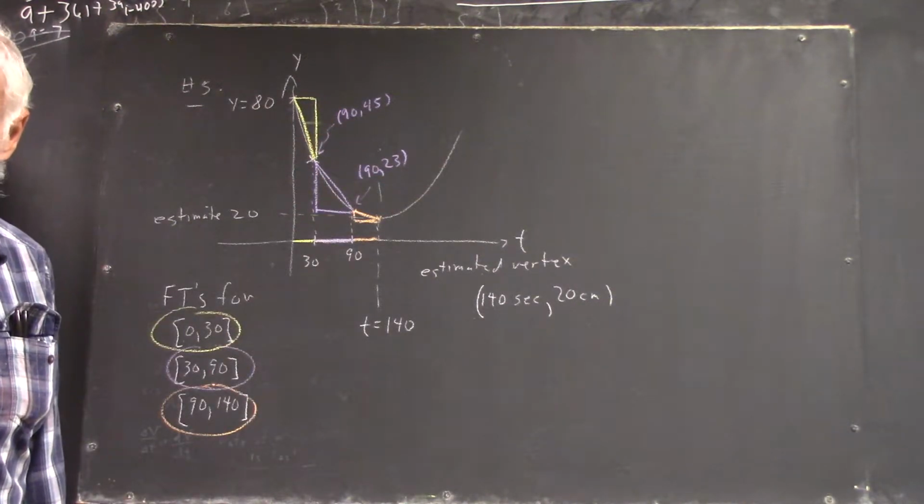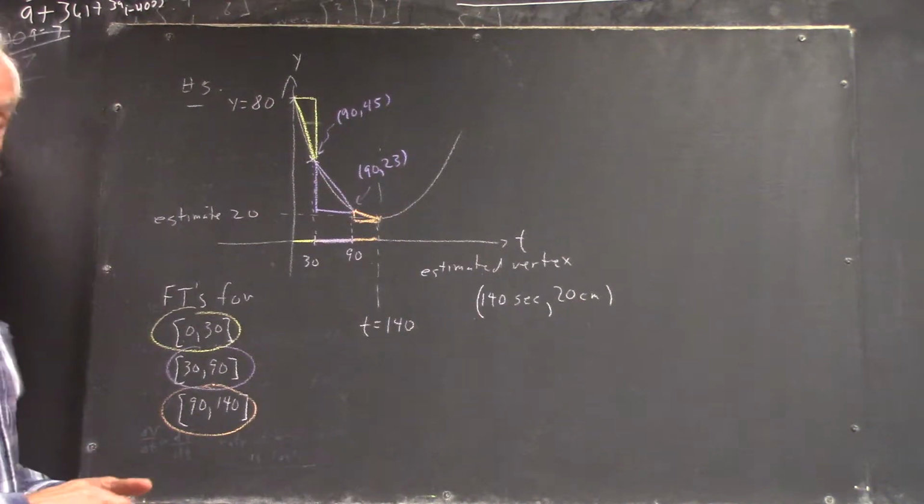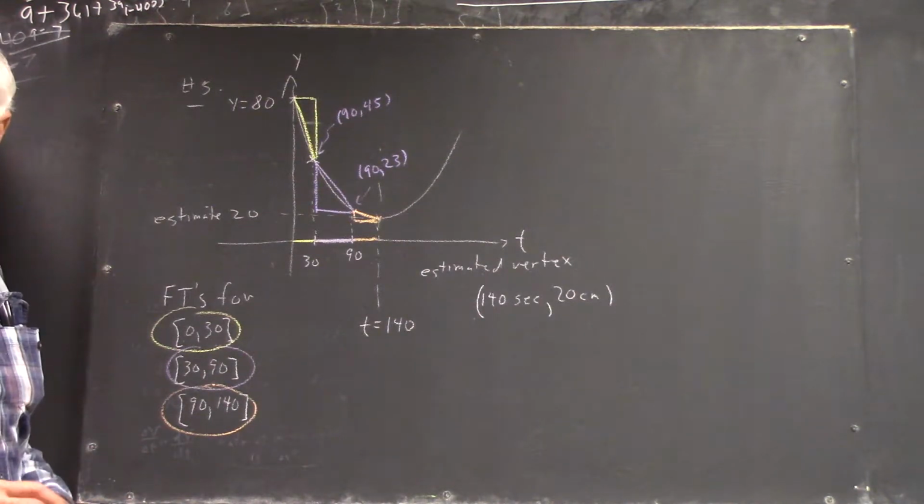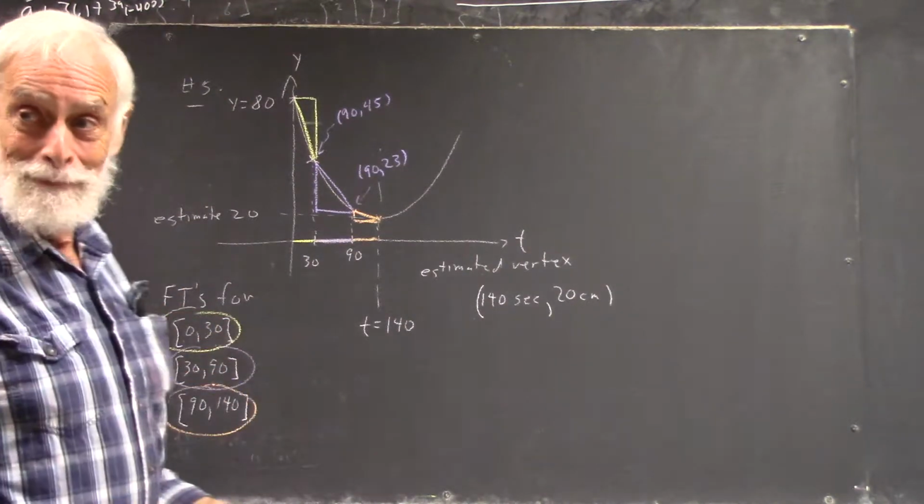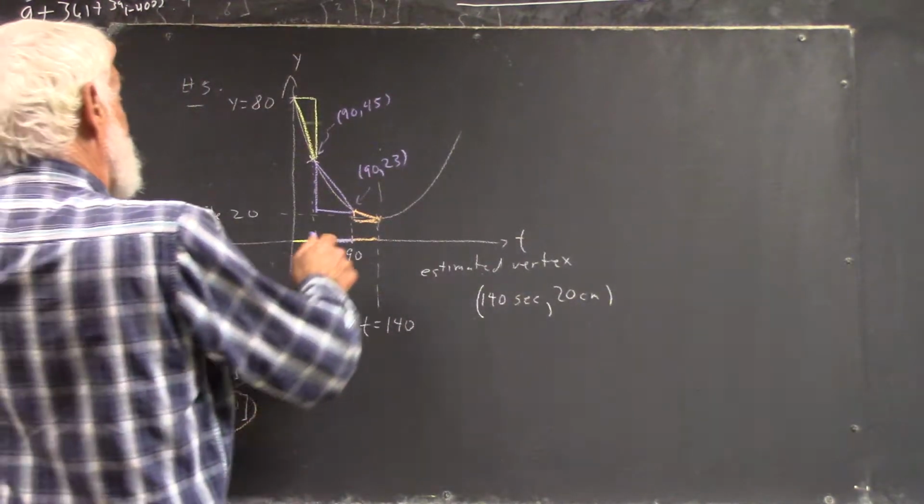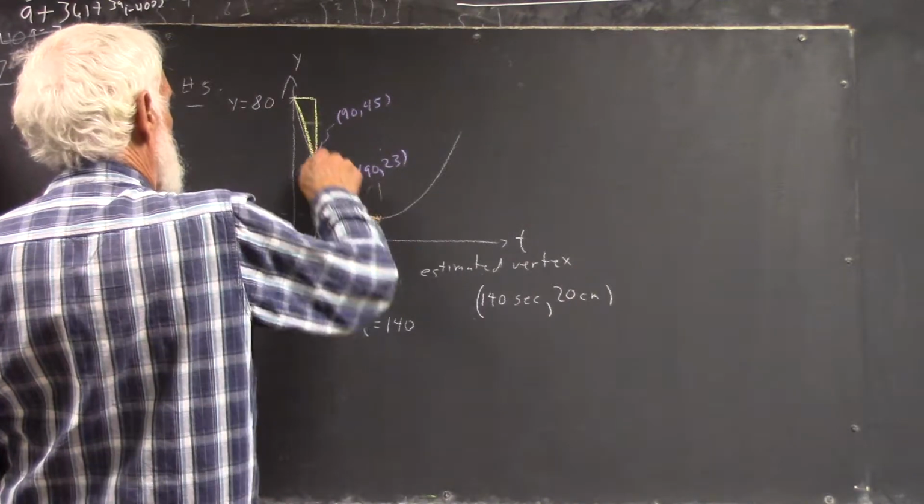So now, what are you going to do next? Draw the arrows. Yeah, you're going to do arrows. So, you have to say what direction you're going. You're going from here to here.